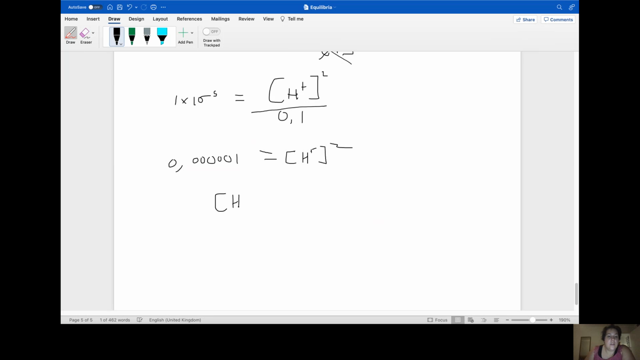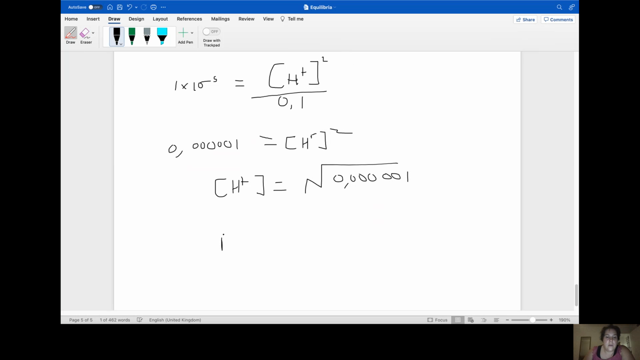So therefore the hydrogen ion concentration is equal to the square root of 0.000001. So my pH is minus log of the square root of 0.000001. If you work all that out, you get a pH of 3. Okay, so we're heading to much weaker acids. Our pHs are increasing, our acids are becoming a lot weaker.